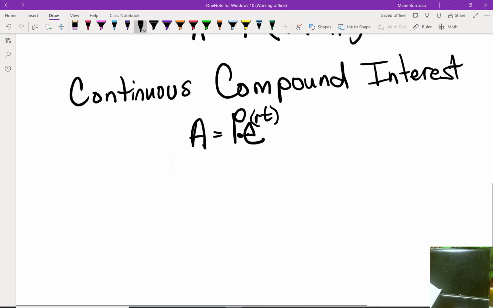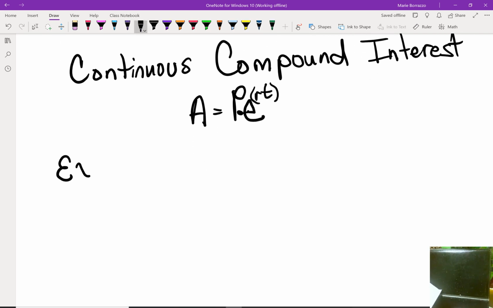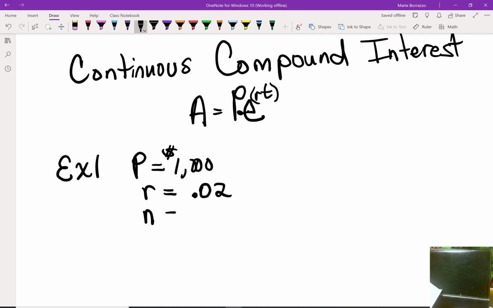In example 1, they tell you that the p-value, the amount invested, is $1,000. They also gave you that the rate is 0.02. They also tell you that it is compounded quarterly, so n is 4. And what else do they tell you? Time, t: the investment is set for 10 years.